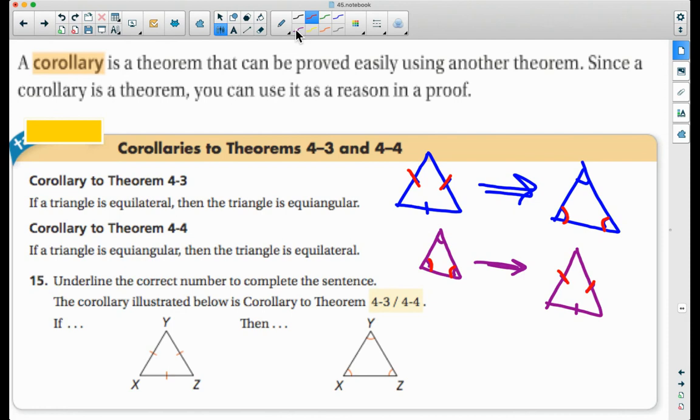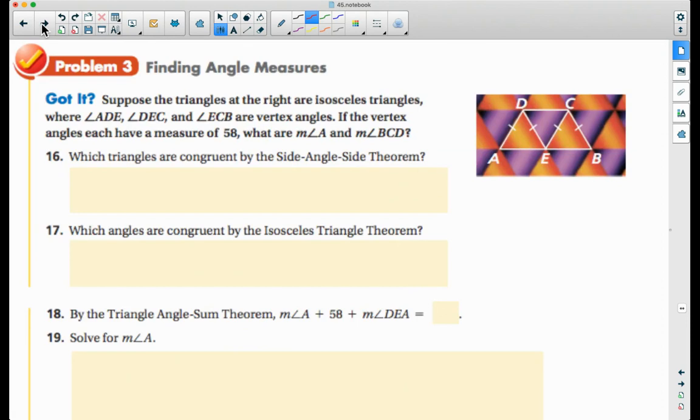So identify the correct number to complete the sentence. The corollary illustrated below is a corollary to the theorem what? All right, which theorem does it show? Well, that one shows 4.3. All the sides are the same implies all the angles are the same. Okay? Finding the angle measure.